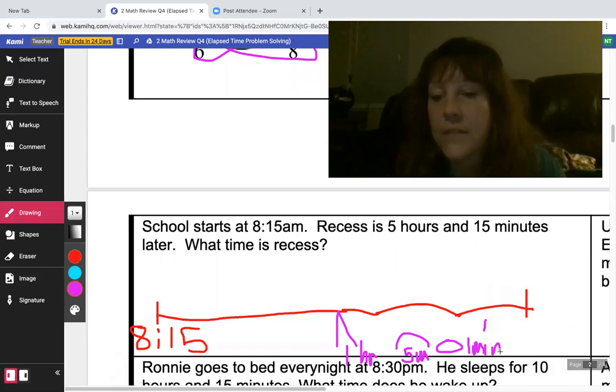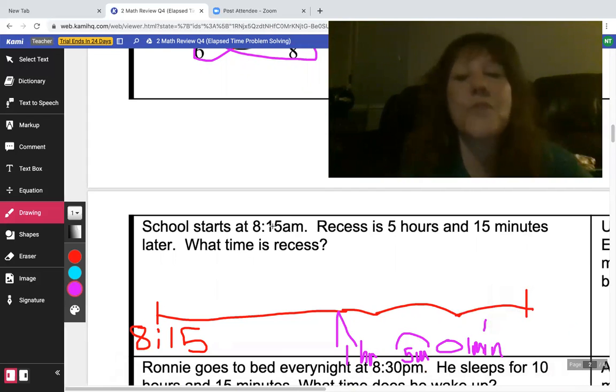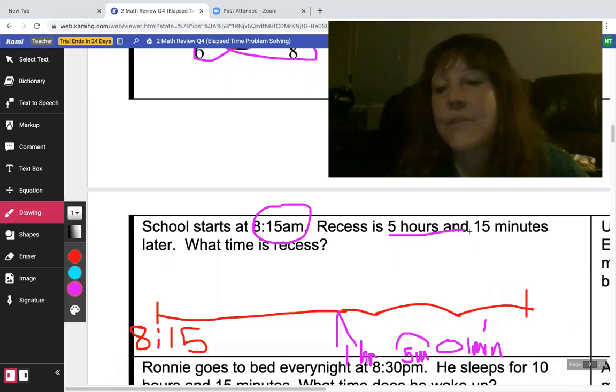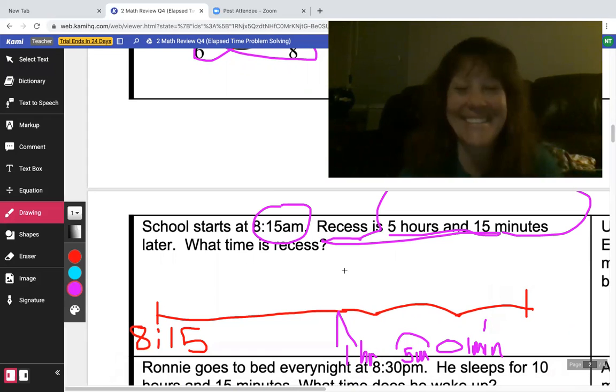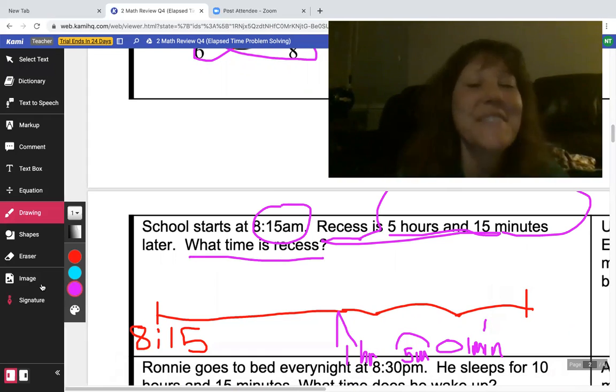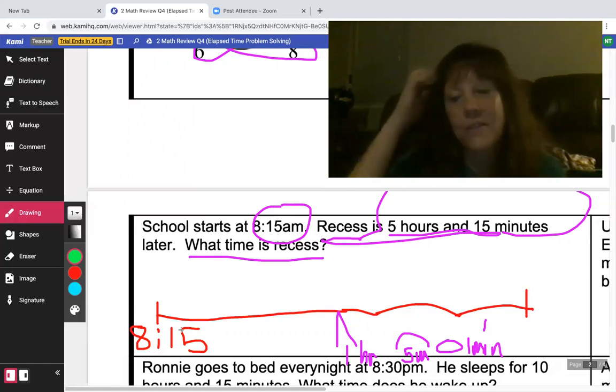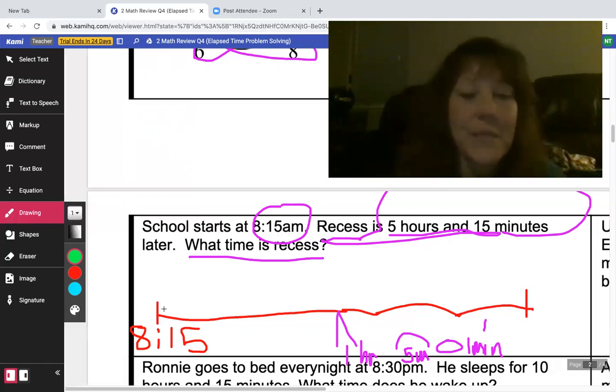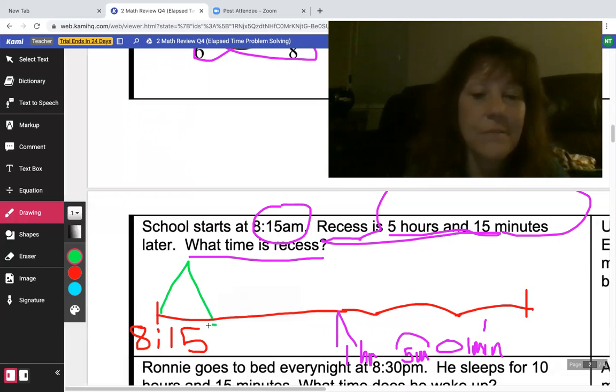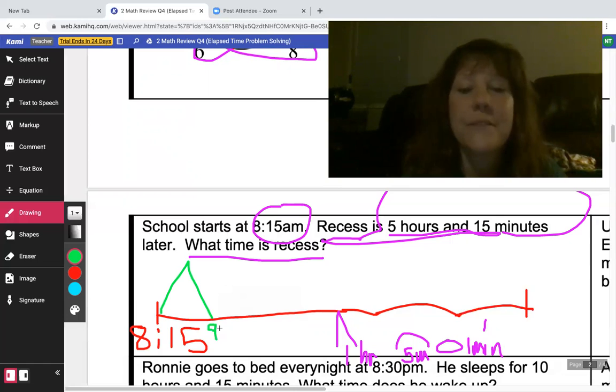So let's make sure we understand the question real quick again. School starts at 8:15 a.m. Recess is 5 hours and 15 minutes later. What time is recess is our question. So we start at 8:15, and we are going to try to figure out what is 5 hours and 15 minutes later. So I start with one mountain. One mountain I add would be 9:15.